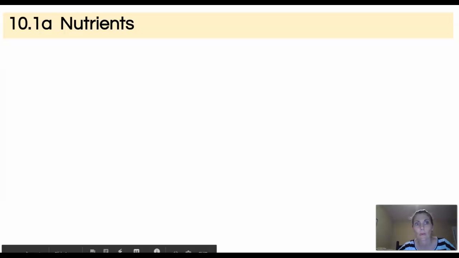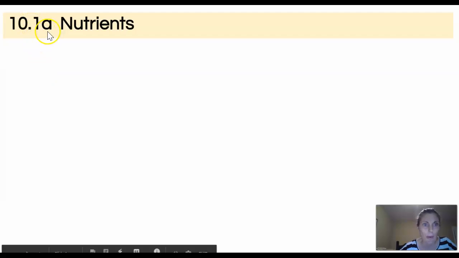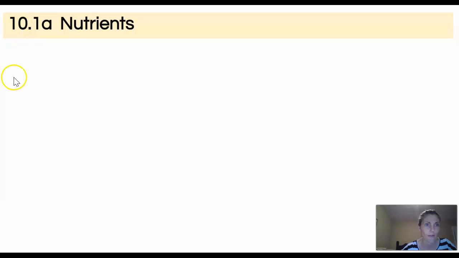So in today's lesson, we're going to be talking about nutrients. Section 10.1a represents the first section in chapter 10 of our final unit, unit 4, animal systems. So let's talk a little bit about nutrients.